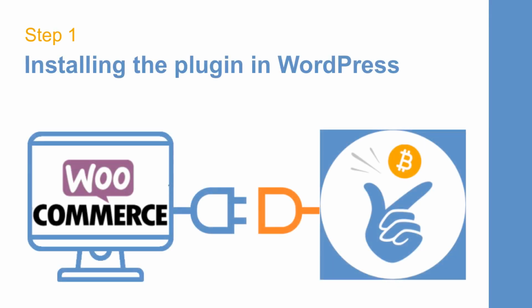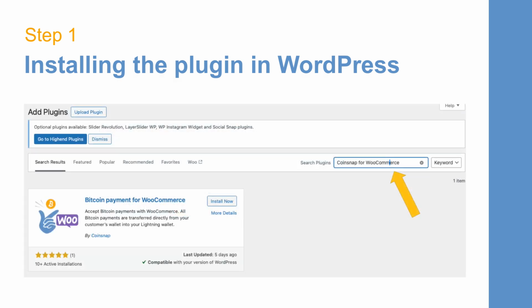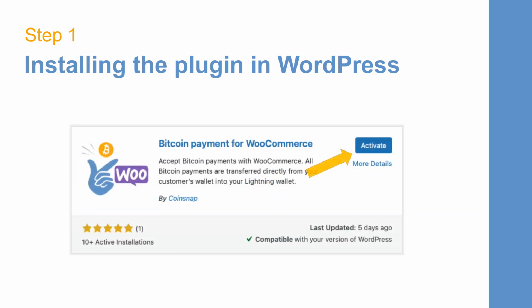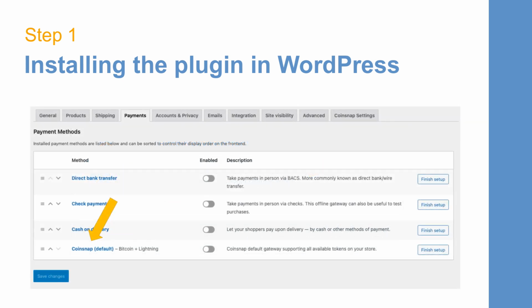First, you need to install the Coinsnap for WooCommerce plugin. To do this, go to your WordPress dashboard, go to the Plugins section and click on Add New. Now enter Coinsnap for WooCommerce in the search bar and click on Install Now. Then activate the plugin by clicking on the button Activate. Now Bitcoin Lightning is available as an additional payment method in the WooCommerce settings under the menu item Payments.